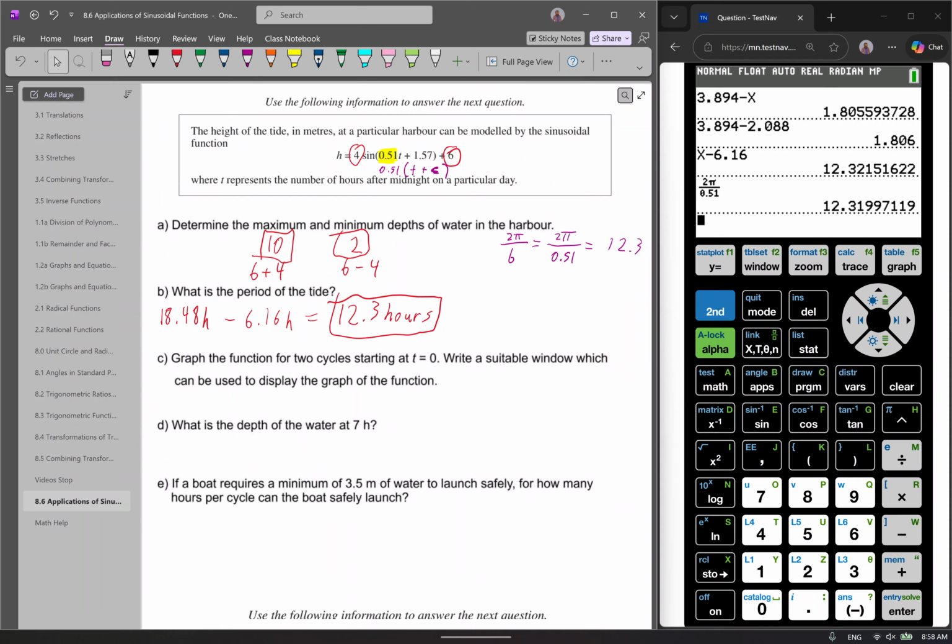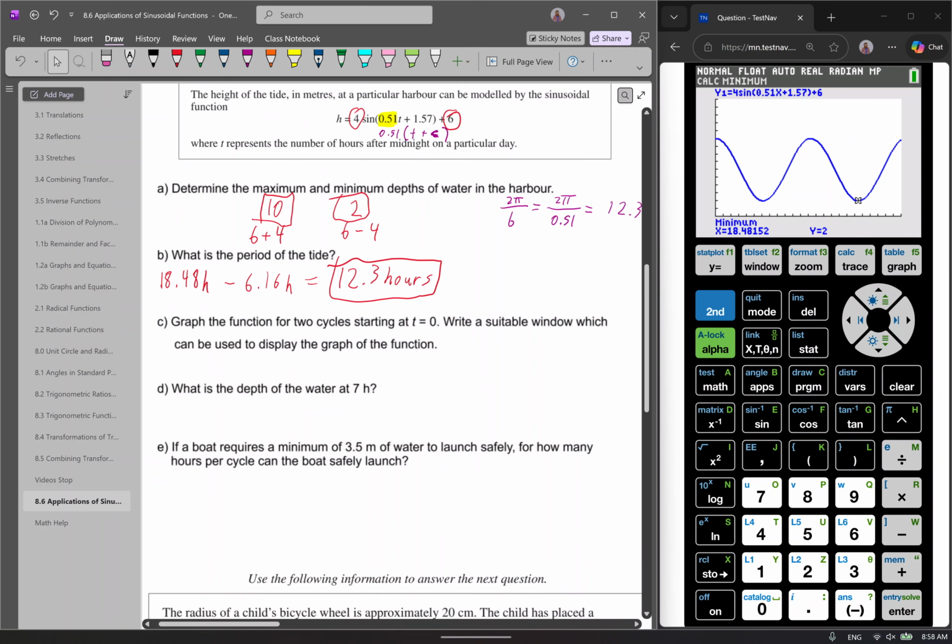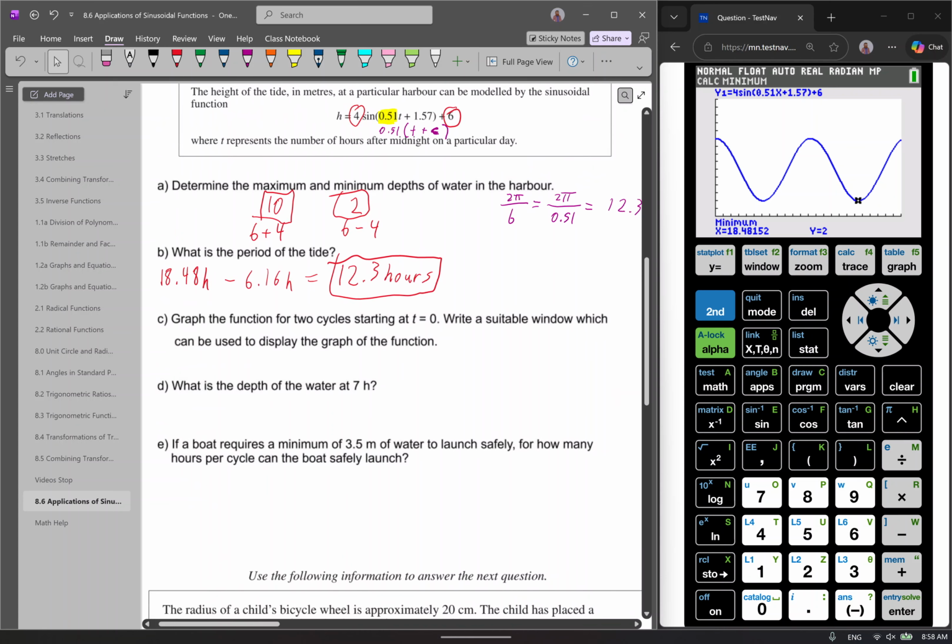But you can also use your graphing to solve for this. Even the part A, when we get the minimum, it's going to tell us our y value, and our y value minimum is 2, right? And that matches part A. Okay, so you could use the graphing calculator or you can look at the equation. Let's keep going. Part C, graph for 2 cycles starting at t0.